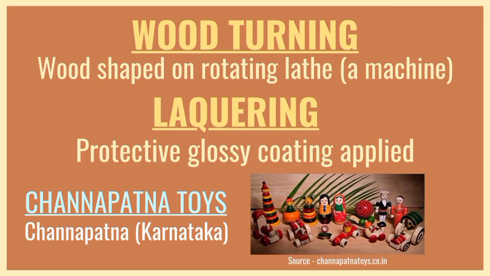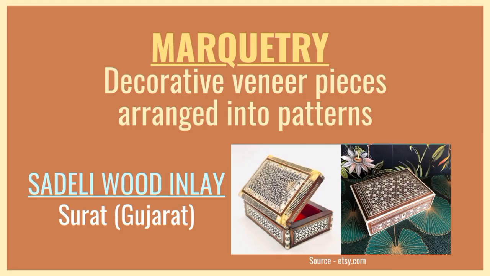Then there is lacquering. Lacquering is putting a glossy coating on the surface of your product so that your product stays protected. Dust can be removed easily, it can be wiped easily, and it seals the product basically. The Channapatna toys from Karnataka are an example. There is marquetry, where decorative veneer pieces are arranged into patterns. Veneers are small pieces. So Sadeli wood inlay from Surat, Gujarat is an example.